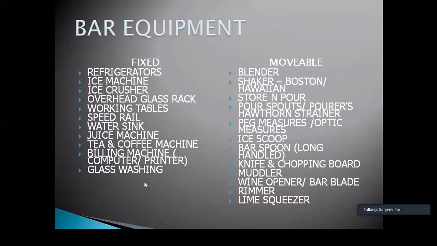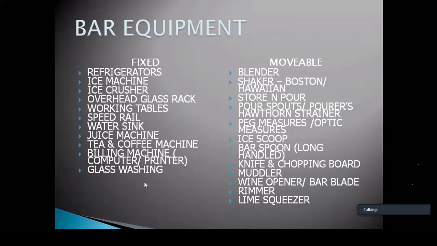Then you have the speed rail, the working tables, the overhead glass rack for hanging your stemmed glassware. Then you have the working table, which, as you have already done in bar operations, hopefully, the bar consists of three parts: the front bar, the under bar, and the back bar. The working table, as far as the bartender is concerned, is the underbar. Underbar is that area where the bartender is going to be working. So this is a working table, or it is termed as an underbar.